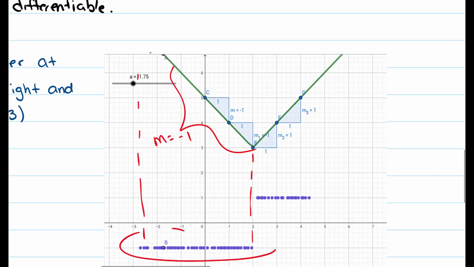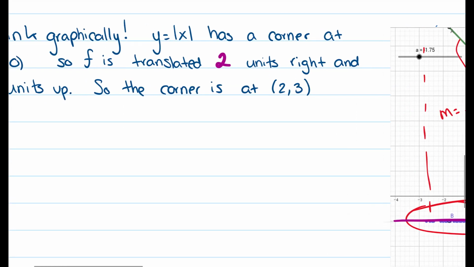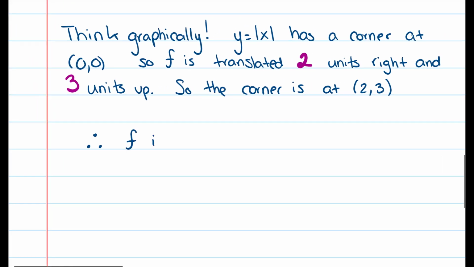with this part of the derivative. And then from over here, we have that m is equal to 1. So that matches with that part of the derivative graph. So the graph of the derivative looks something like that, with a discontinuity right here at x equals 2. So because of that, what we're going to say is f is not differentiable at x equals 2.